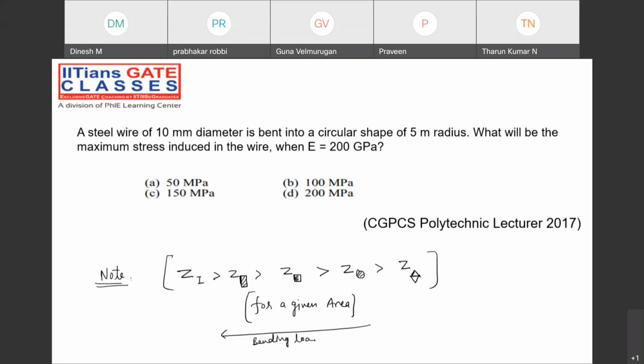Bending load carrying capacity increases in this direction. When we move from like this to like this, it will keep on increasing because Z will keep on increasing, right? Done.